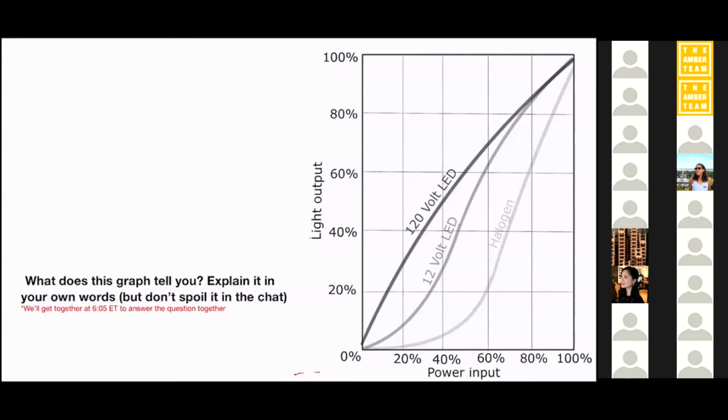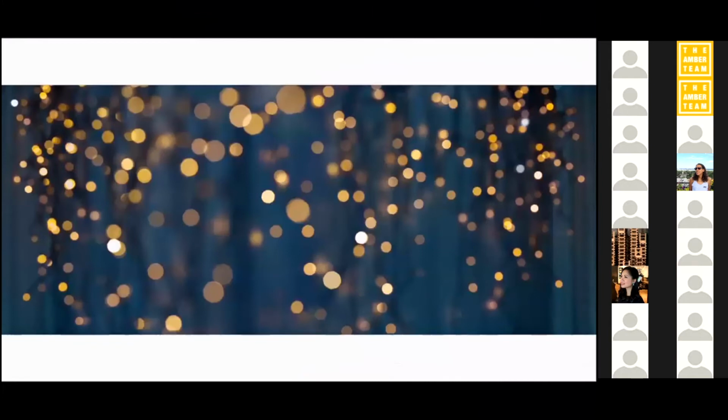So what's this graph all about? What's it telling you? It's got a line for halogen, a line for 12-volt LED, and a line for 120-volt LED. So light, of course, is just a bunch of photons coming at you.